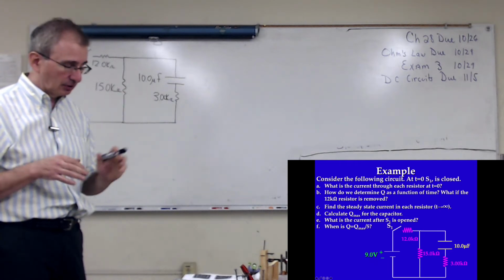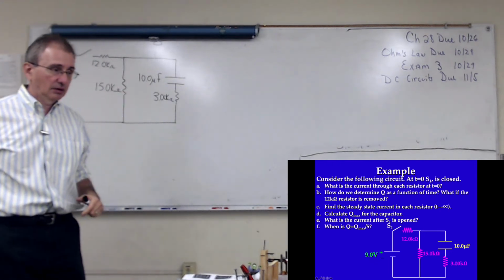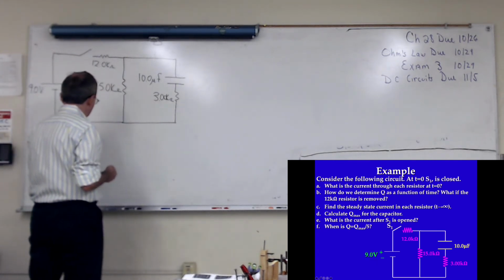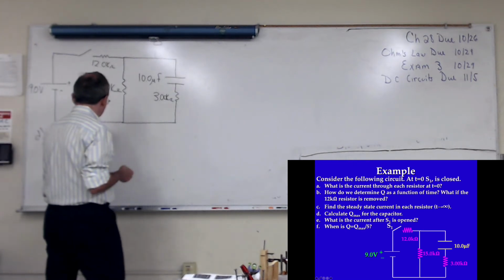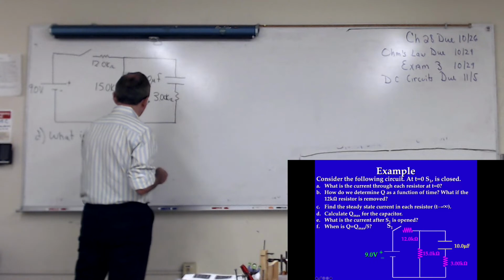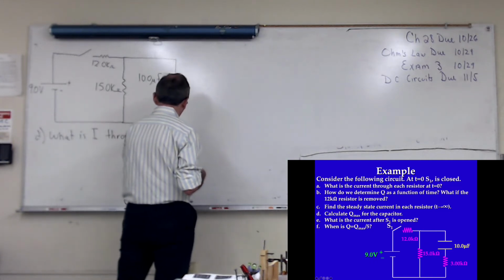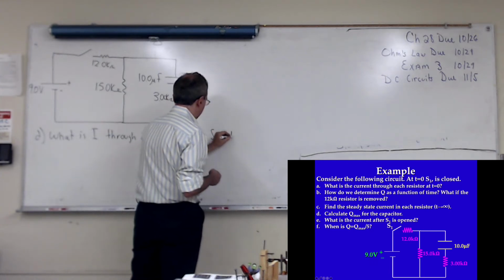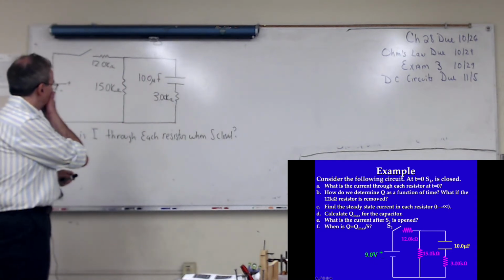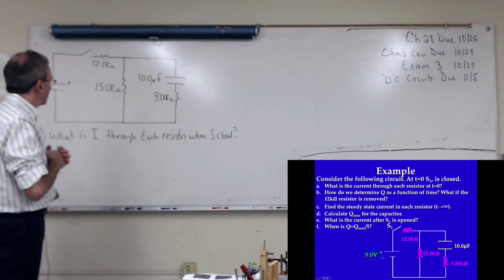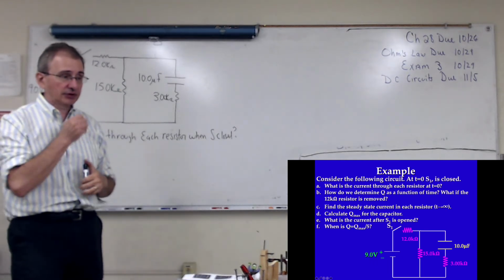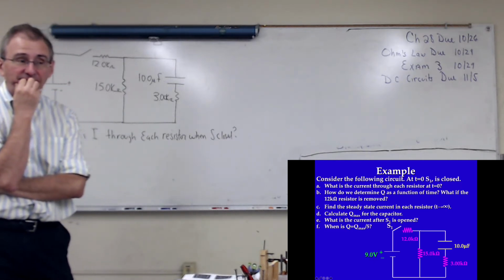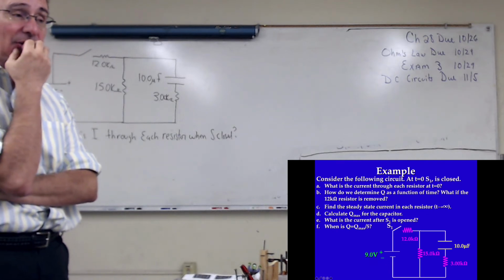Notice how many times in this problem I use the time-dependent equation, okay? So I want to know what is I through each resistor when we close the switch. So I close the switch. Question is, how does the capacitor behave when I close the switch? At that point, that's when we have maximum current to the capacitor, right? Yeah, we have maximum current in our circuit. So how is the capacitor behaving then?